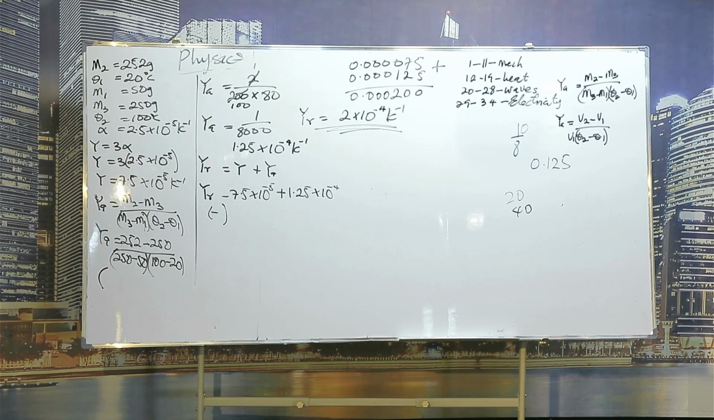I repeat. A relative density bottle of volume 50 cm cube is completely filled with a liquid at 30 degrees C, full stop.